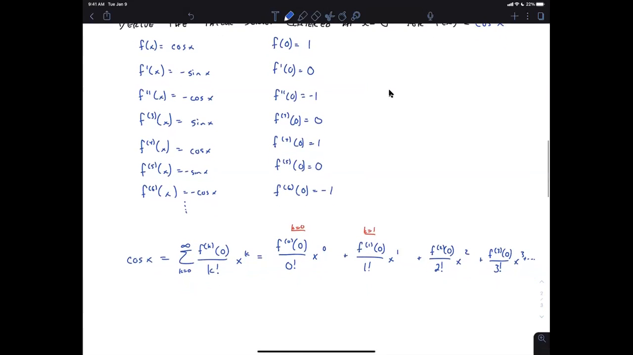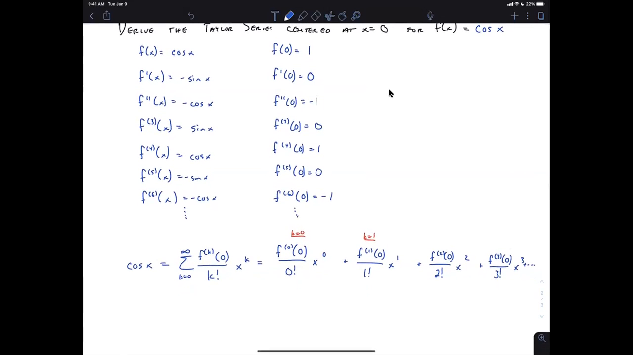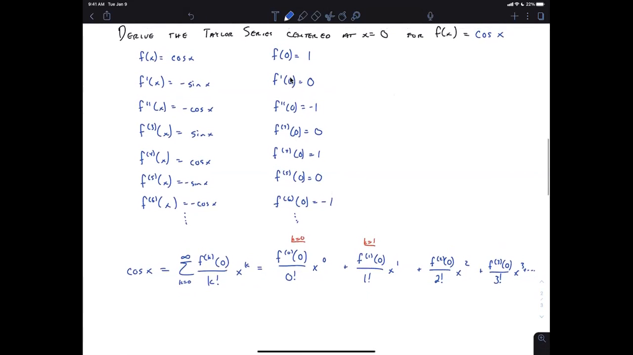Okay, so you make a list of this function and its derivatives, then you plug in the center and you want a clear pattern. So this is 1, 0, negative 1, 0, 1, 0, negative 1, and then it'll be 0, 1, 0, negative 1, 0, 1, 0, negative 1, and forever, like that. Okay, so now we're going to continue with this expansion down here.